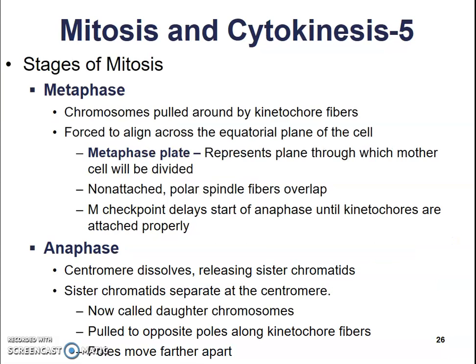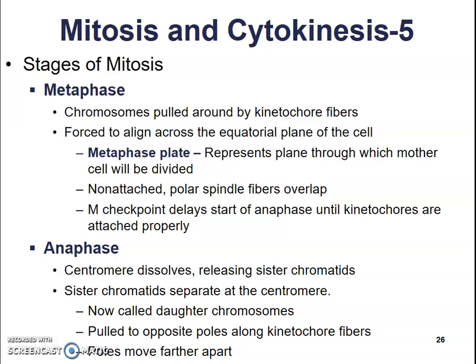Our next phase is metaphase. This is when the chromosomes are pulled around by that kinetochore and forced to align right at the equator of the cell. This is called the metaphase plate, which is an invisible line that shows the exact middle of the cell. This cell will remain in metaphase until every single chromosome is lined up exactly in the middle and the kinetochores are attached to the spindle fibers correctly. Because if they're not attached correctly, then the chromosomes won't separate correctly, and then we get cells that have too much or not enough DNA.